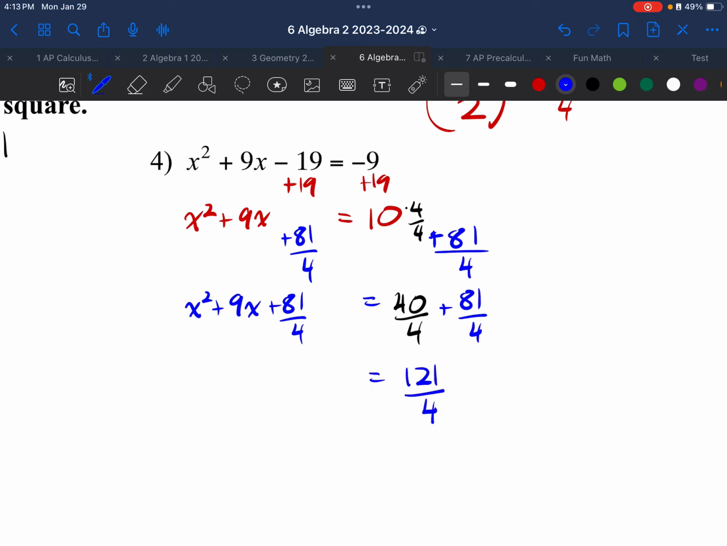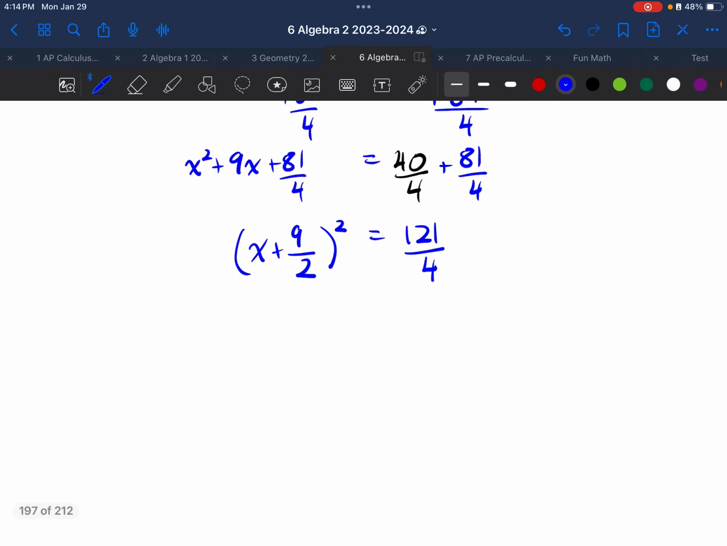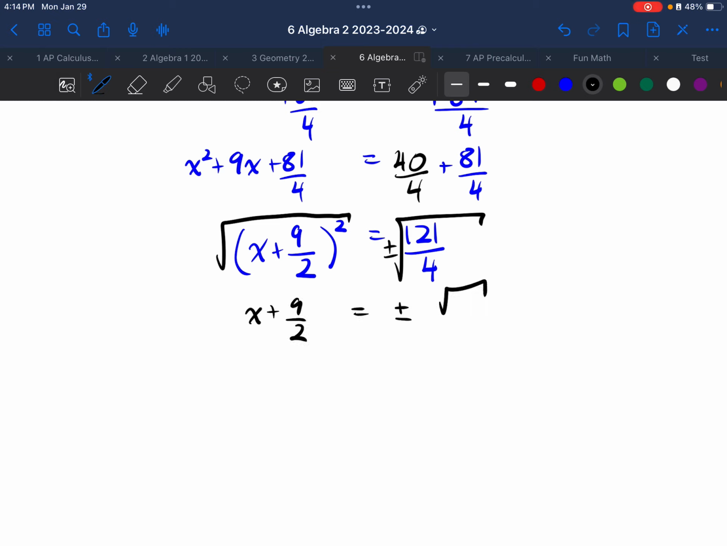All right, the left side, I can rewrite this in terms of its square form. So I can say that this is that quantity squared of x, and then it's whatever half of that middle term is. Half of 9 is 9 halves, and it's a positive 9 halves. And then it's time to take the square root. So I'm going to square root both this side and that side, whenever I do that, plus or minus. So now I'm left with an x plus 9 halves on the left-hand side. The right side is a plus or minus root 121 over a root 4.